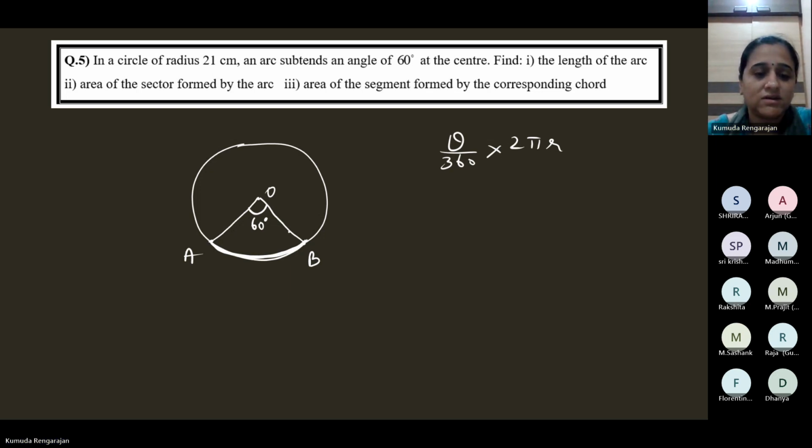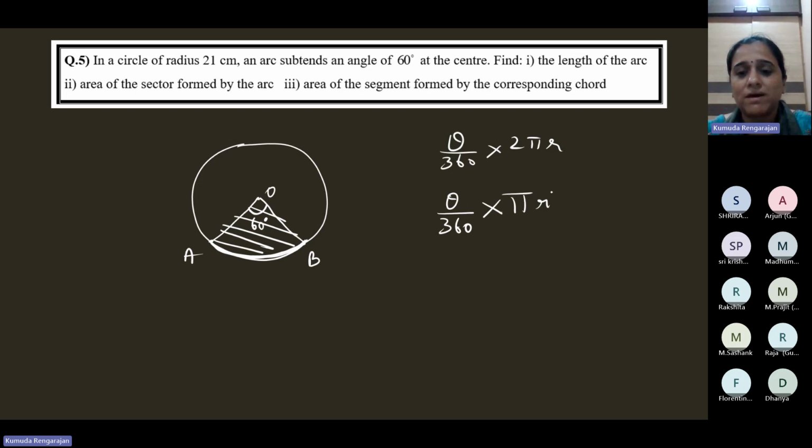Then the area of the sector formed by the arc. Now, this is the sector. To find the area of the sector, this sector is a part of the area of the circle, so its area will be a part of the value of the area of the circle. What part? We need to find that fraction. So again, theta by 360 into pi r square. Pi r square is the area of the circle. The sector occupies some part of it. So what fraction? Theta by 360. So 60 by 360 into pi r square, where r is 21.